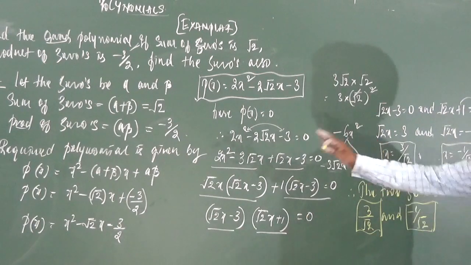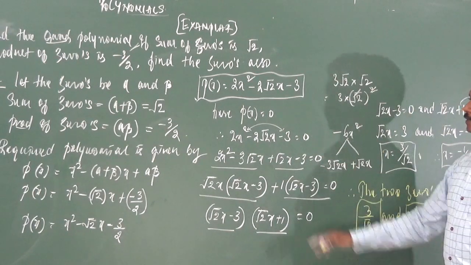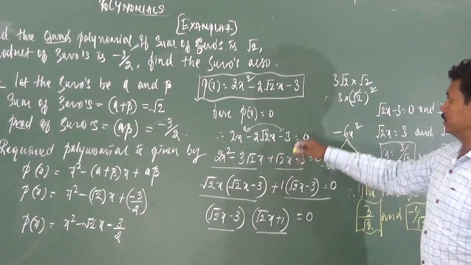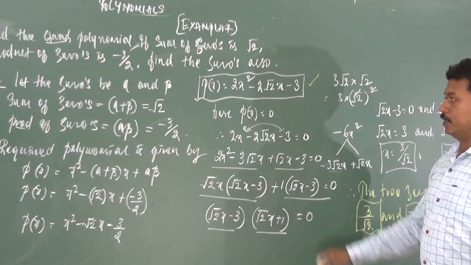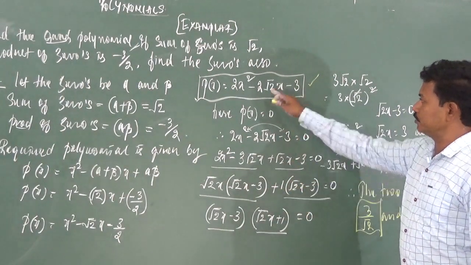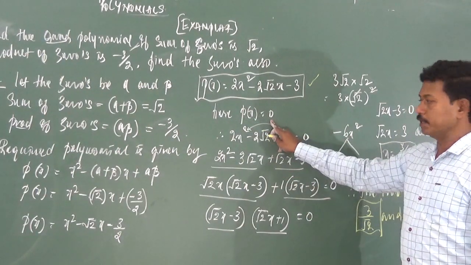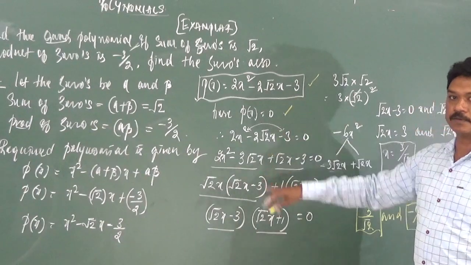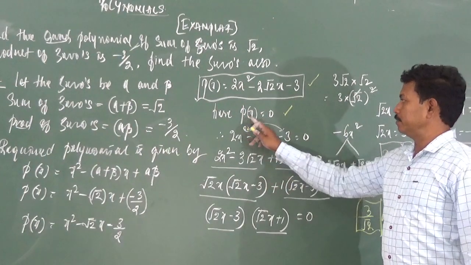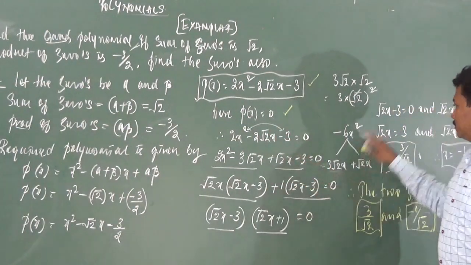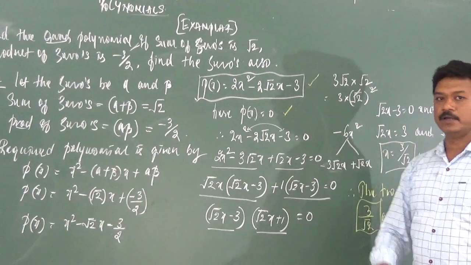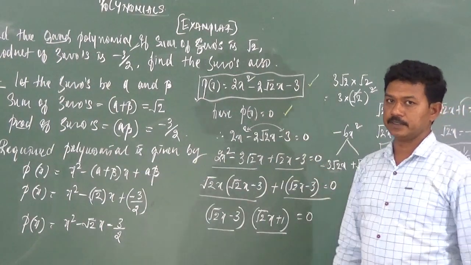So it is a single problem here. Until here we found the required polynomial, and after this we found the zeros of that polynomial by equating the polynomial equal to 0. Because we are finding the zeros of the polynomial, we should equate p of x to 0. So this is the method for that. This may be asked for 2 marks in your examination, right?